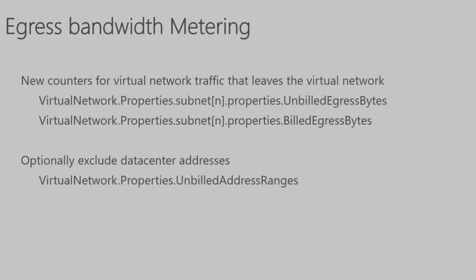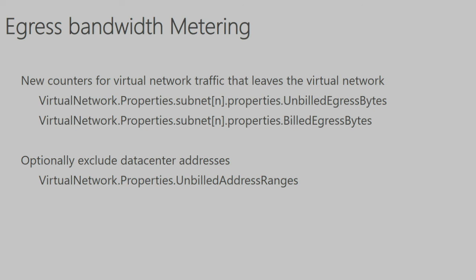Finally, egress bandwidth metering. We have a couple new properties on the virtual network. On each subnet, we have the billed egress bytes and unbilled egress bytes. Those are basically counters that count how many bytes were sent from the VMs on that subnet. You can control what's considered unbilled by defining a subnet on the virtual network properties, the unbilled address ranges.